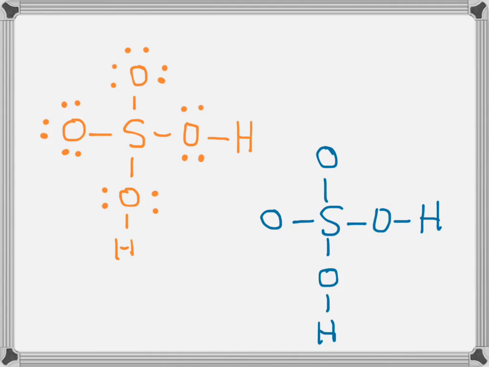What if we did something like this? Two, 4, 6, 8, 10, 12, 14, 16, 18, 20, 22, 24, 26, 28, 30, 32. That doesn't look like it would be the best Lewis structure, does it? The oxygens and hydrogens are all good with their octets and duets, but sulfur has how many electrons there?